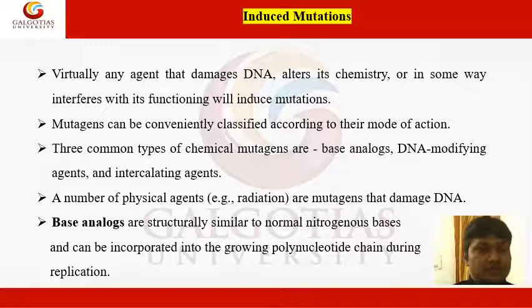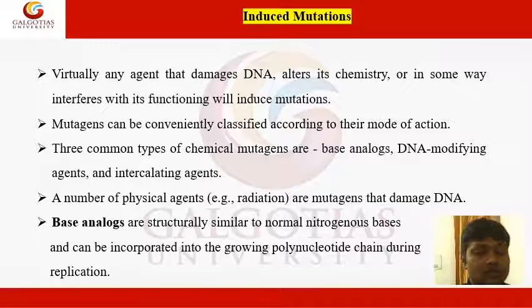Now the induced mutations. Virtually any agent which damages the DNA, alters its chemistry, or in some way interferes with its functioning will induce mutations. The mutagens can be conveniently classified according to their mode of action. Three common types of chemical mutagens are base analogs, DNA modifying agents, and intercalating agents. A number of physical agents are also mutagens that damage DNA.